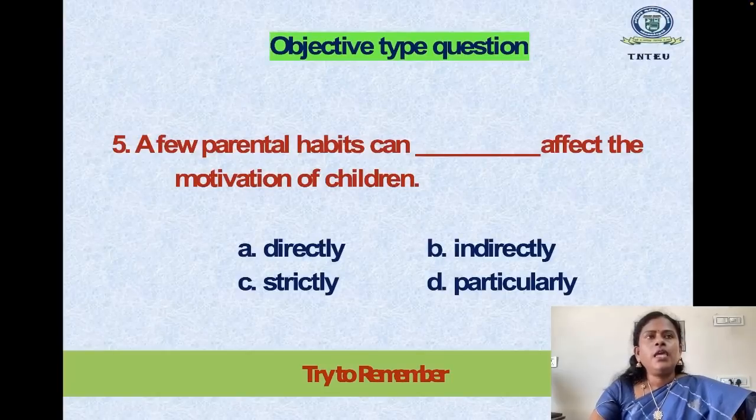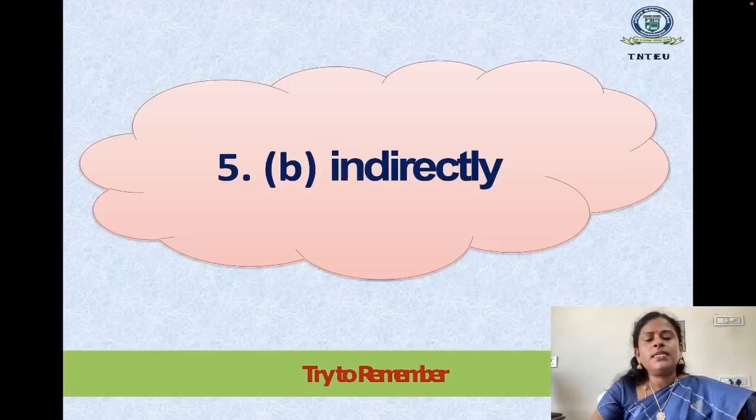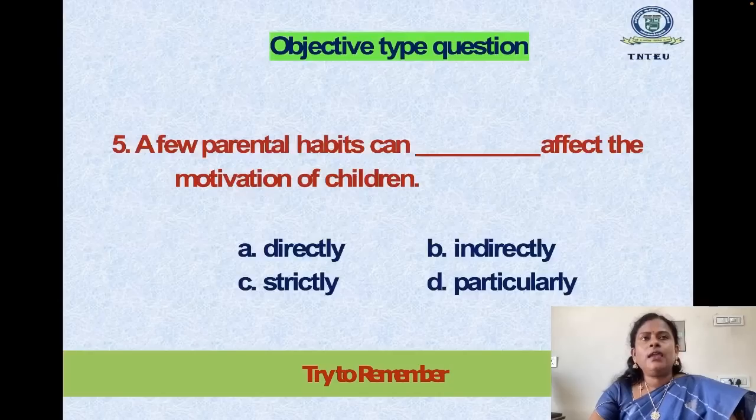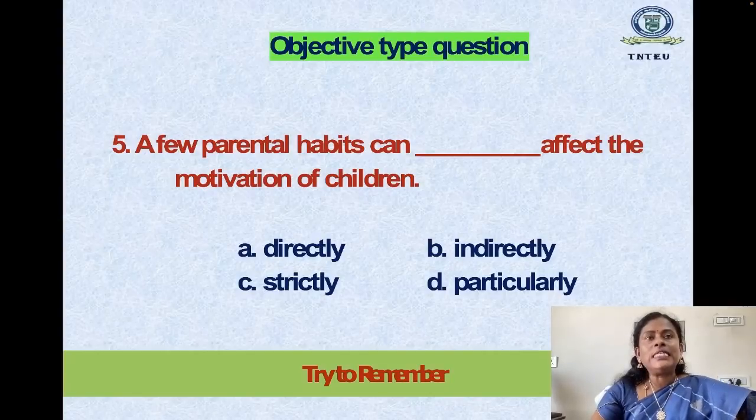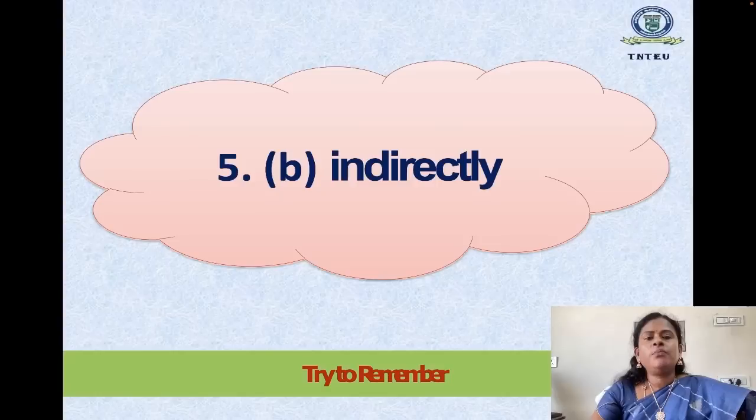Fifth question: A few parental habits can dash affect the motivation of children. Options: option A, directly; option B, indirectly; option C, strictly; option D, particularly. Try to remember. The answer is option B, indirectly.